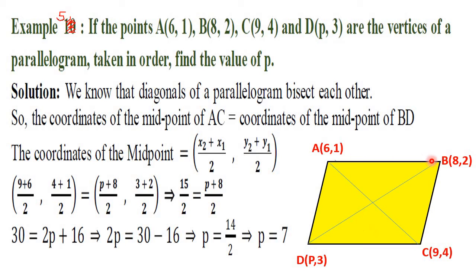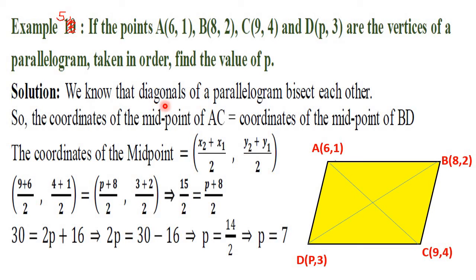So here point A, point B, point C and point D are the vertices of these 4 points, which form a quadrilateral, that quadrilateral which is in the form of a parallelogram. And we have to find the value of p, meaning in the coordinate D, we have to find the value of p in this parallelogram.